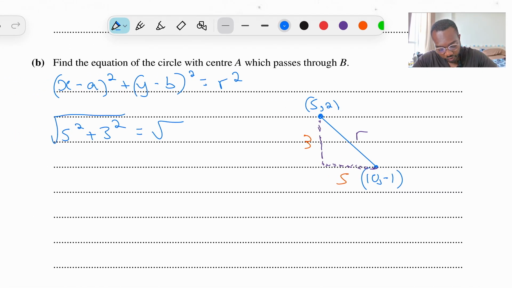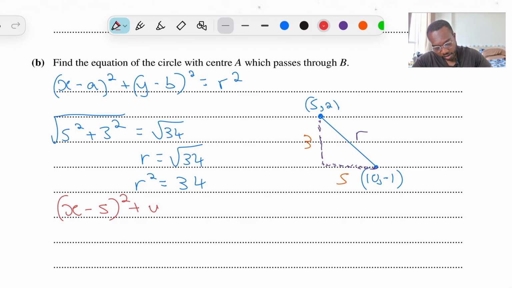So we know it's root 34, but then again, we want to keep it in r squared, so therefore we know that while r is root 34, r squared is just going to be 34. And therefore, we can write the equation of a circle, so it will just be x minus a, that's the x coordinate of the center, which is 5. So x minus 5 squared, plus y minus the y coordinate of the center, so that's 2 for us. So y minus 2 squared, and that's equal to r squared, which we know is just 34. So, yeah, x minus 5 squared plus y minus 2 squared is equal to 34.